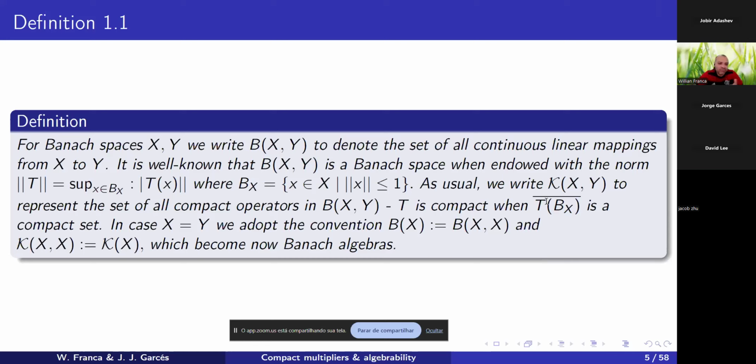In the case X equals Y, we have the convention just to write B(X). In this case, B(X) becomes a Banach algebra with the same norm. Since the operators are from X to itself, it makes sense to consider the compositions, where the product in this case is going to be the composition. In the same fashion, K(X,X) we are just going to denote by K(X). So they are both Banach algebras.